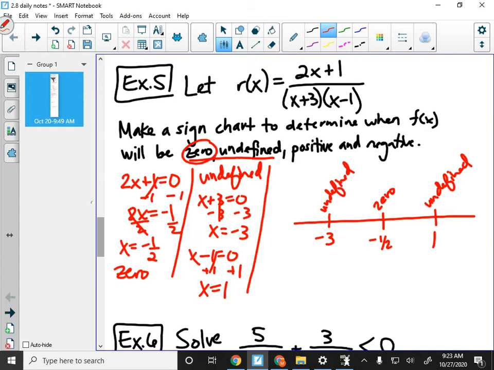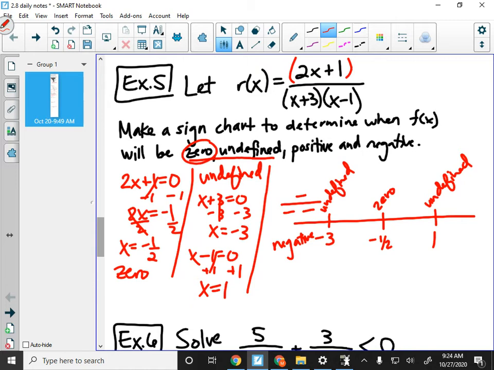So my first thing I want to do is pick a number less than -3, so like -4. I'm going to put that into the top of this fraction. 2 times -4 would be -8, plus 1 would be -7. It's a negative number. Then I put the fraction bar. If I put -4 in the denominator, -4 plus 3 is a -1. -4 minus 1 would be -5. In my denominator, I know a negative times a negative would be positive, and overall a negative divided by a positive would be negative. So any number that I pick less than -3 is going to end up being a negative number.